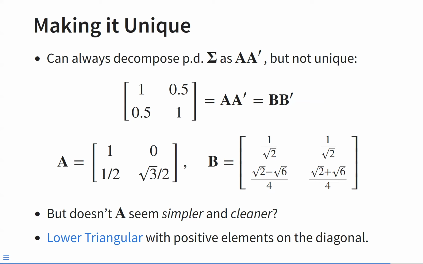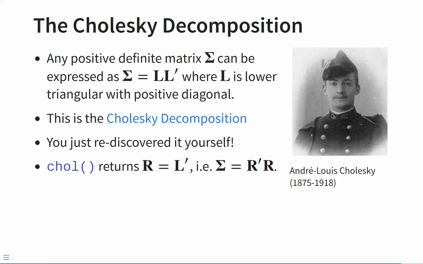So the way that we're going to get uniqueness is we're going to impose an extra restriction that we want our matrix to be nice. And what's nice? Well, it's nice when the matrix is lower triangular and when it has positive elements on its diagonal. And that brings us to the Cholesky decomposition.